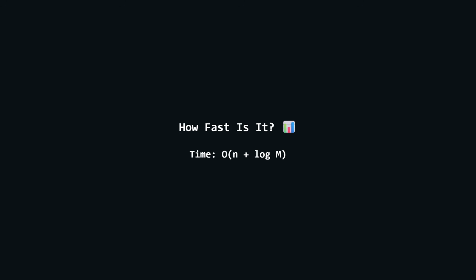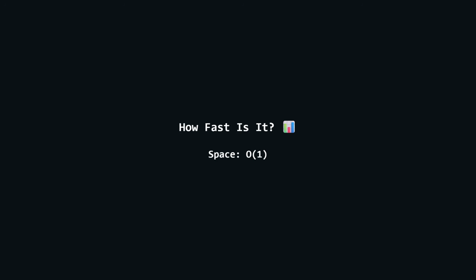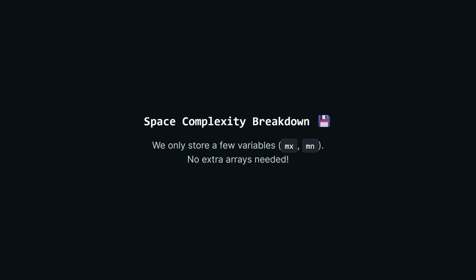The time complexity is order of n plus log m. To break that down, it takes n time to scan the list for the min and max, where n is the size of the list. Then it takes log m time to calculate the answer, where m is our maximum value. For space complexity, it is incredibly efficient at order of 1, meaning constant space. This is because we are only storing a couple of integers for our min and max values. We don't need to build any new lists or data structures.